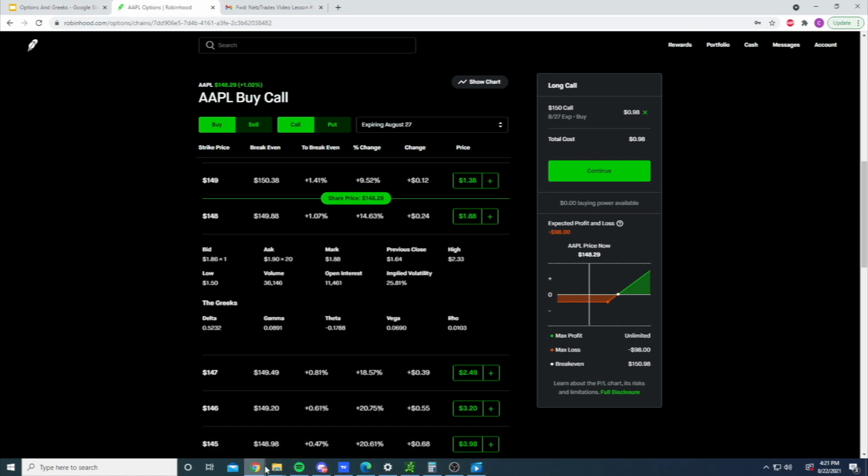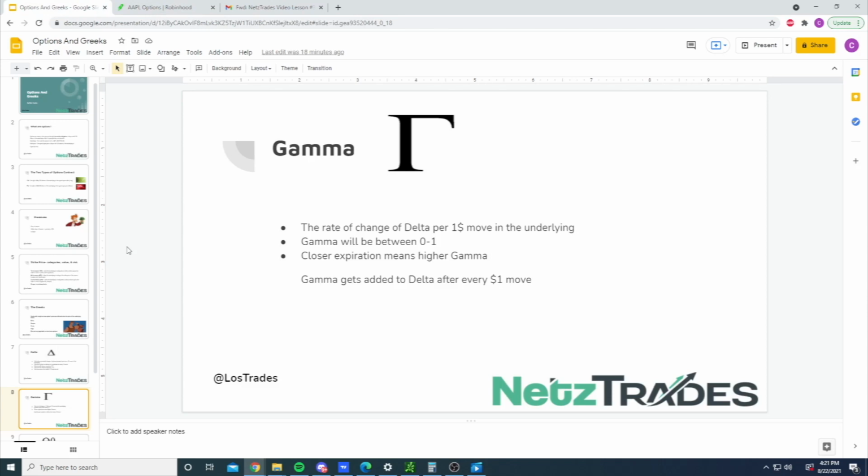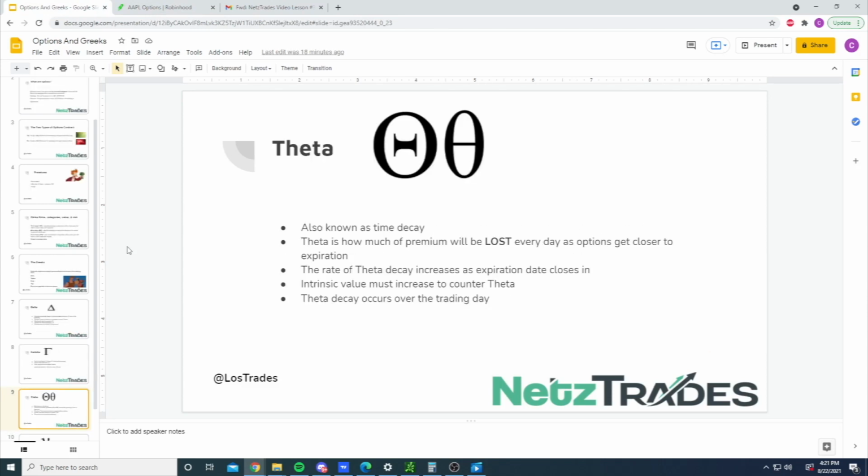And next we have theta. Theta can be your worst enemy, especially on short-term contracts, weeklies, and zero days till expiration. Theta can kill your position if you're not careful. Theta is also known as time decay. Theta is how much of your premium will be lost every day as the options position gets closer to expiration.